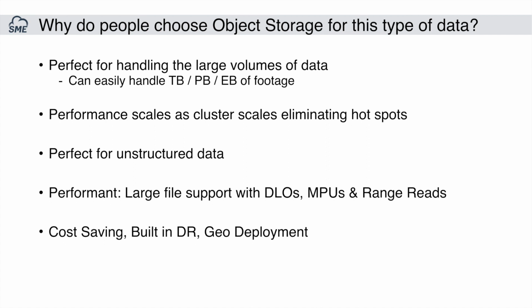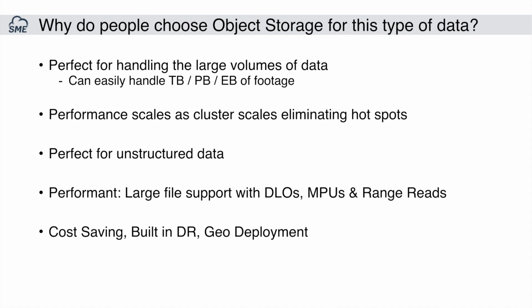It's perfect for unstructured data, like footage from TV shows, for example. It's also very performant, and there's lots of tools built into the protocols for the object storage that can help increase the performance that the clients using the object storage need. For example, DLOs, multi-part uploads, and range reads. There's also great cost savings potentially to be had there. There's built-in DR, and there's also geo deployment for the object storage as well. But this just covers why object storage is great.